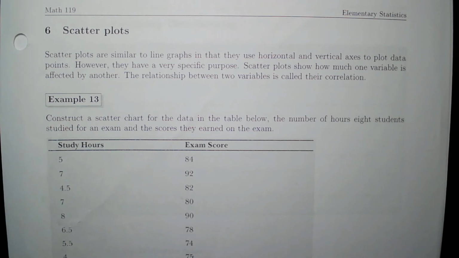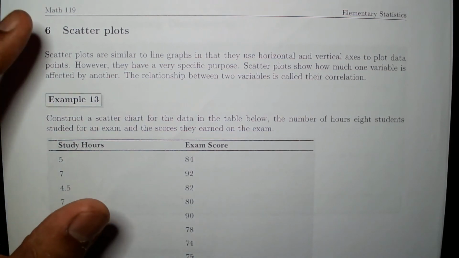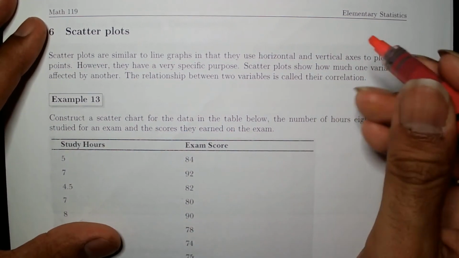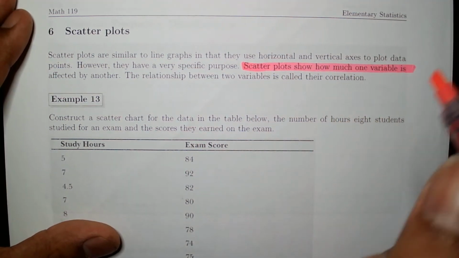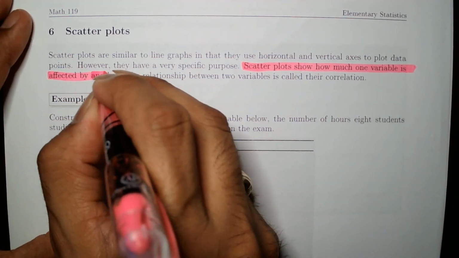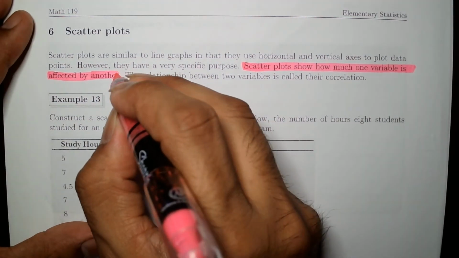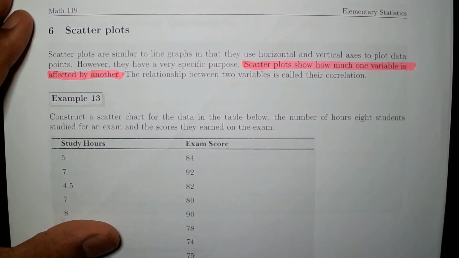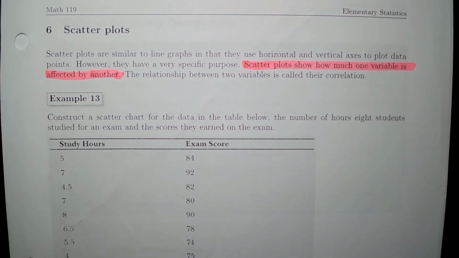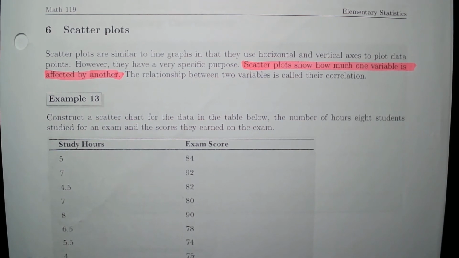These plots show how much one variable is being affected by another, and whether there is a relationship. We're not going to do that in this chapter, but later in the semester. We're going to collect this data and put it in the calculator, look at some numbers, and from there decide whether the two variables are related to one another.